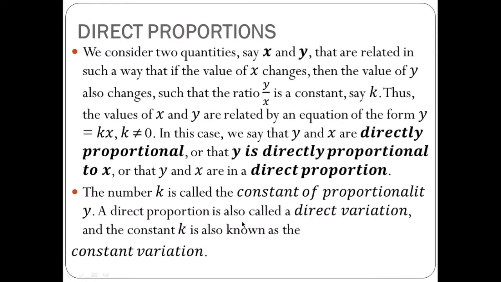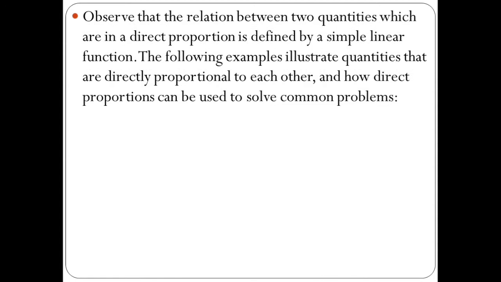A direct proportion is also called a direct variation, and the constant k is also known as the constant of variation. Observe that the relation between two quantities which are in a direct proportion is defined by a simple linear function. The following examples illustrate quantities that are directly proportional to each other and how direct proportion can be used to solve common problems. Let's proceed to the given examples related to direct proportions.